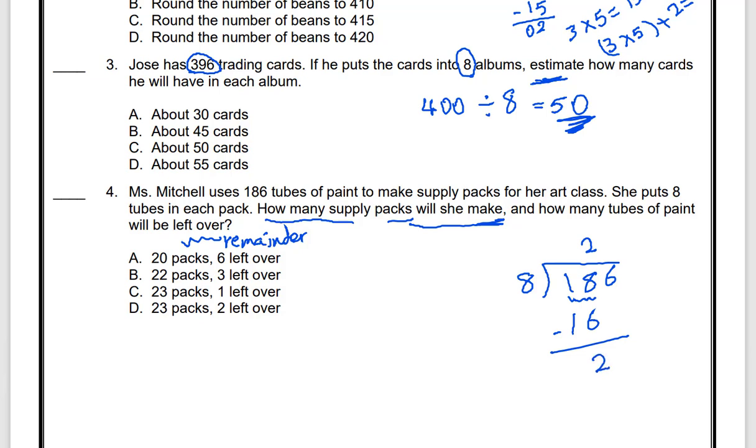Then drop the next digit, so 26 divided by 8. Search in the timetable of 8, you will find that 3 times 8 equals 24. So 3 up and 24 down. If we subtract, it will be 2. So the quotient is 23, and I will write the remainder here so I can see them together at the top. So the quotient is 23 and the remainder is 2, and then you can choose the correct answer.